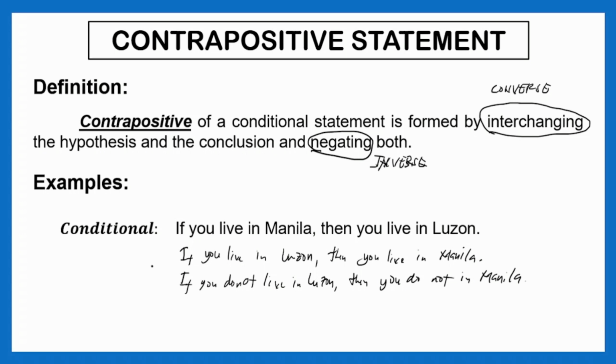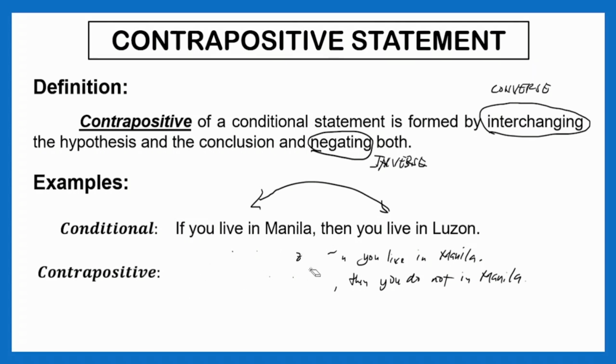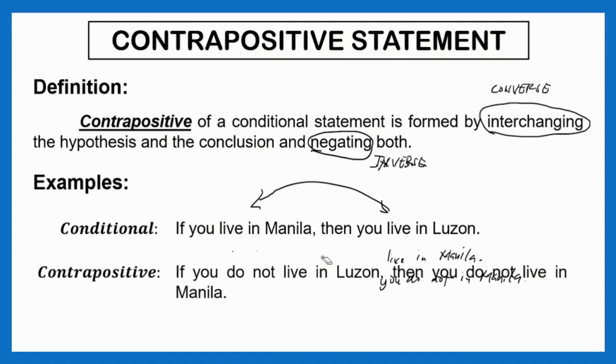So, dalawang step tayo kapag contrapositive. Alright? Una, interchange mo muna itong dalawa. Dapat magkabaliktad yung hypothesis and conclusion. Then, after that, saka mo naman i-negate. Okay? Kaya siya naging ganito. Alright, so burahin ko. So, this would be the final answer for contrapositive. If you do not live in Luzon, then you do not live in Manila.